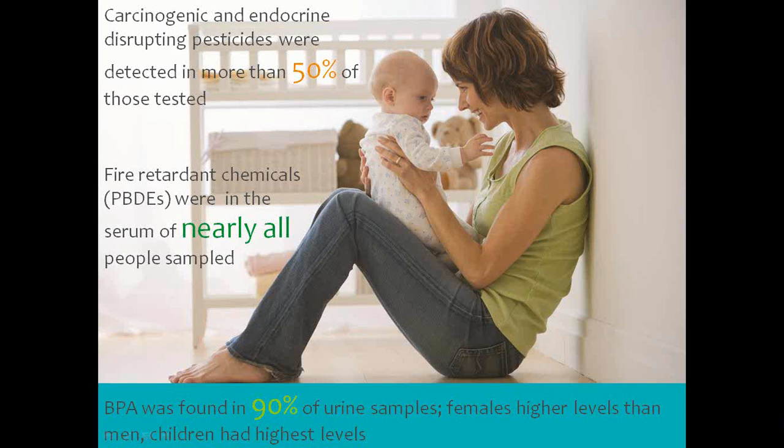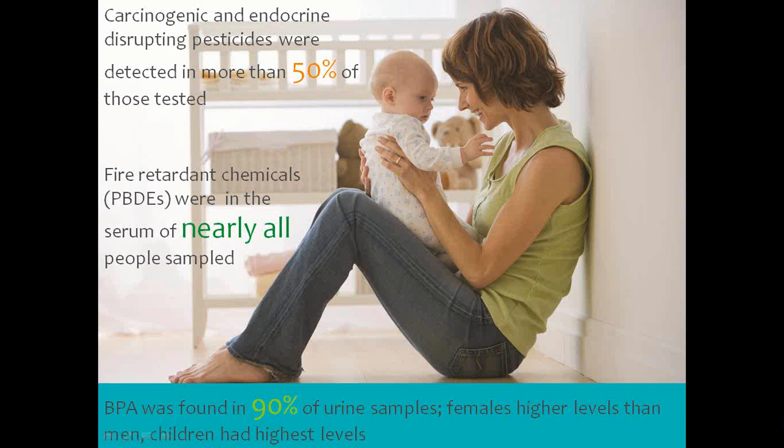what we'll see is that a lot of people still don't really believe that this is a major issue. So we entered into a study with the Centers for Disease Control, and over a 10-year period, we studied about 2,500 different participants of varying ages, and what we found was that in their sampling of the blood in their bodies, cancer and hormone-disrupting pesticides were detected in more than 50% of those people. In addition, flame and fire retardant chemicals were found in nearly everyone that was sampled.